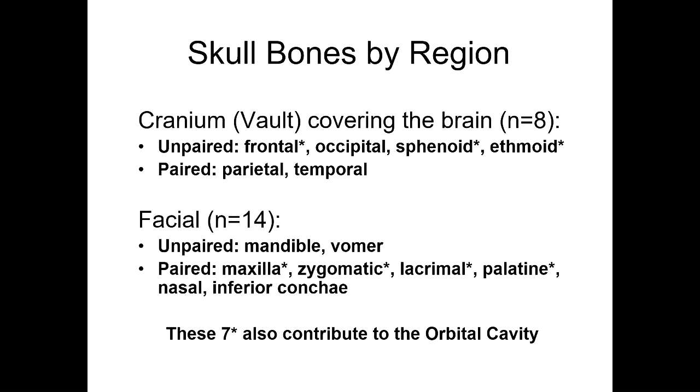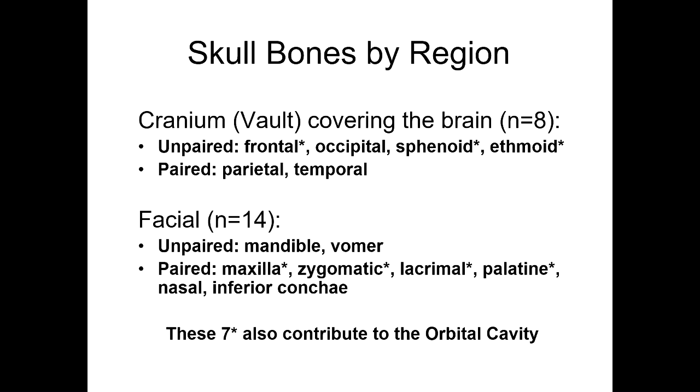So those are the bones that are actually completely encasing your brain. The other bones that are shown here on the slide are concerned more with the face. Just to give you an indication of what some of them are, the mandible is the name of the lower jawbone. The maxilla is the name of the upper jawbone. And the ones that you see here with an asterisk by them are all bones that contribute to the formation of your eye socket or orbital cavity.